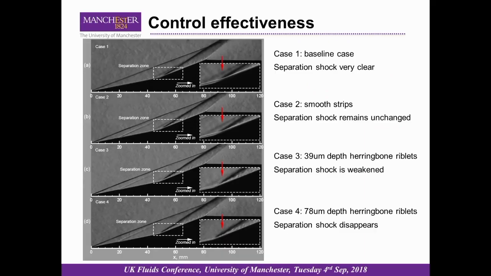So this is the schlieren result for case 1 to case 4. Around this corner, you can see in case 1 the separation shock is quite clear, and it doesn't change too much in case 2 with only small strips. In case 3, when Hellborn Ribonase were applied, the shock wave is weaker, and when the depth gets bigger, in case 4, the shock wave disappears. So we can see from here that it reduced the separation.